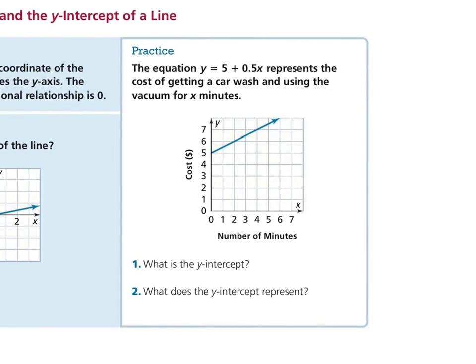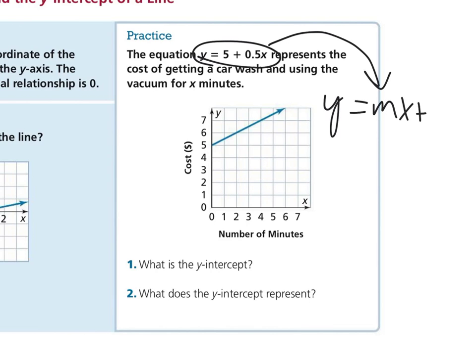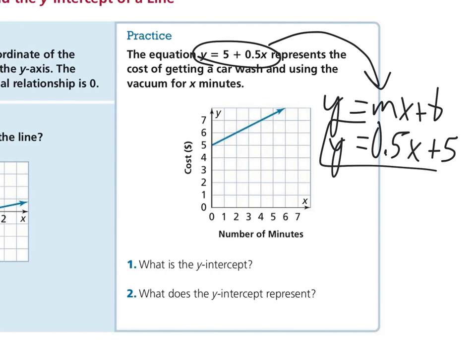So over on the practice, we have this equation that represents the cost of getting a car wash and using the vacuum for x minutes. This is kind of backwards from what we're used to seeing. Remember, normally we have y equals mx plus b. So if you wanted to, you could switch this around: y equals 5/10 x plus 5. That's how we're used to seeing the equation written in slope-intercept form.